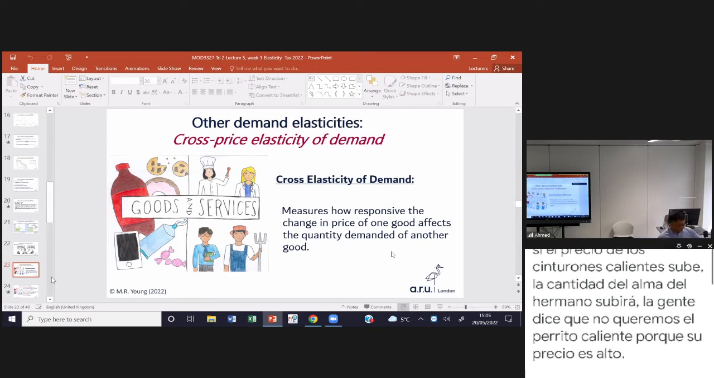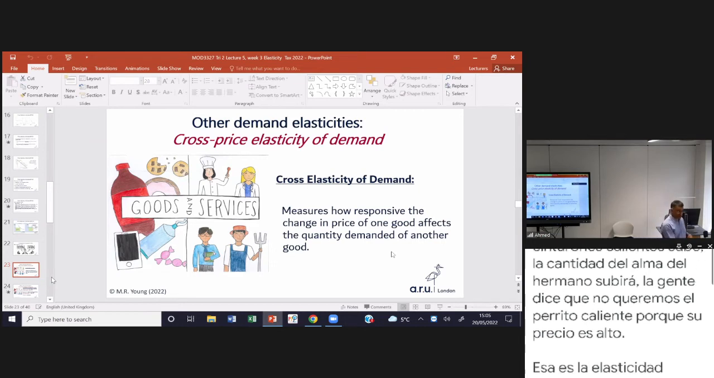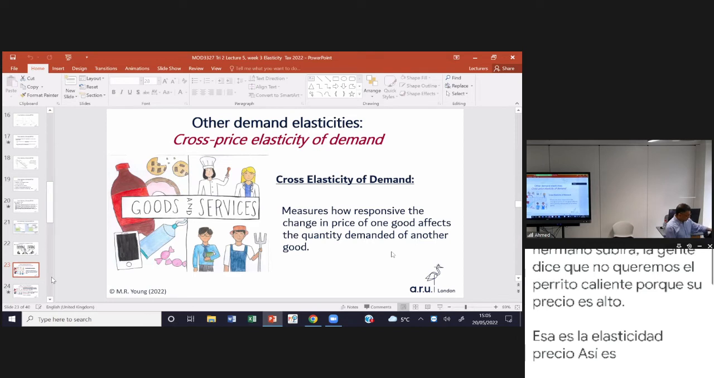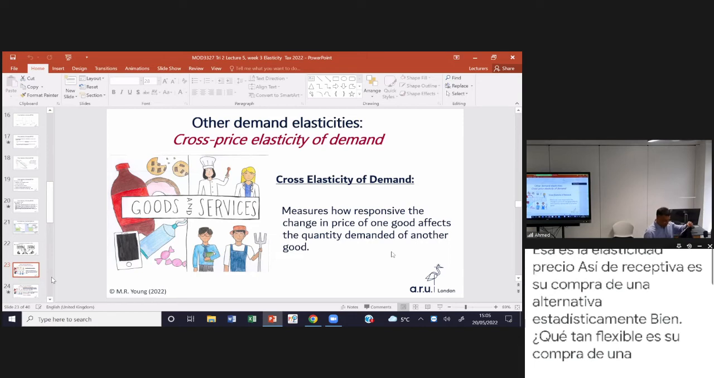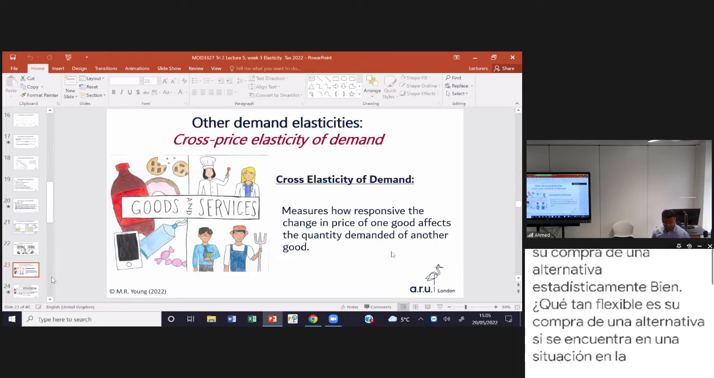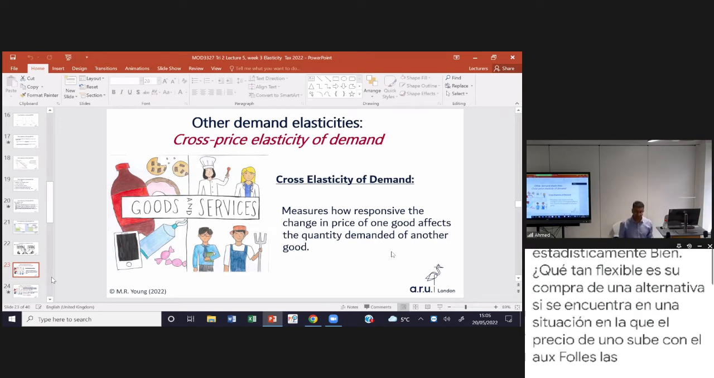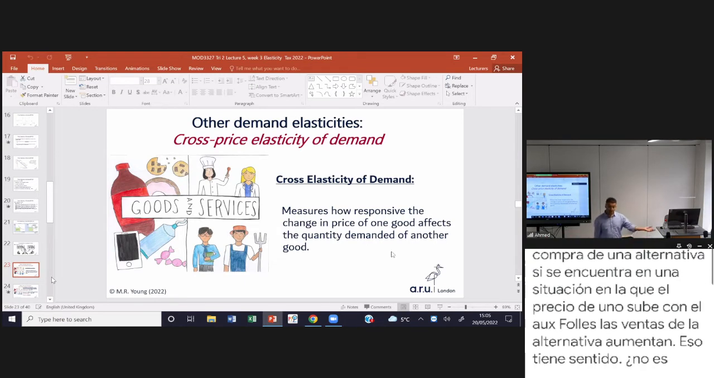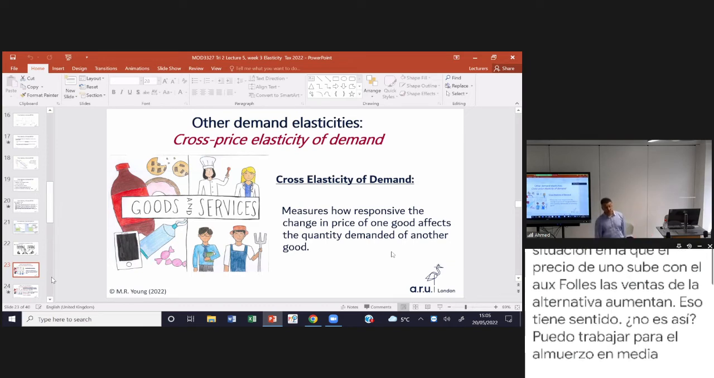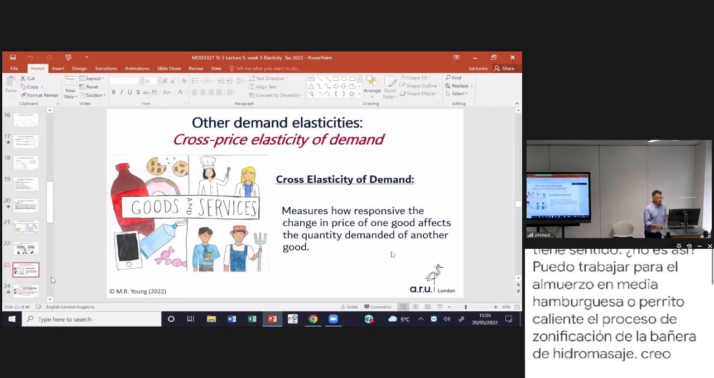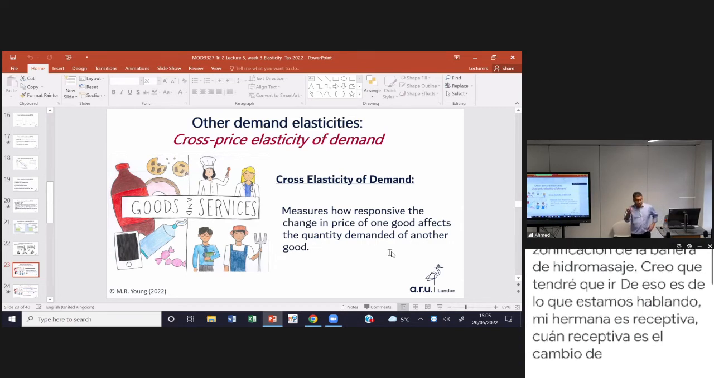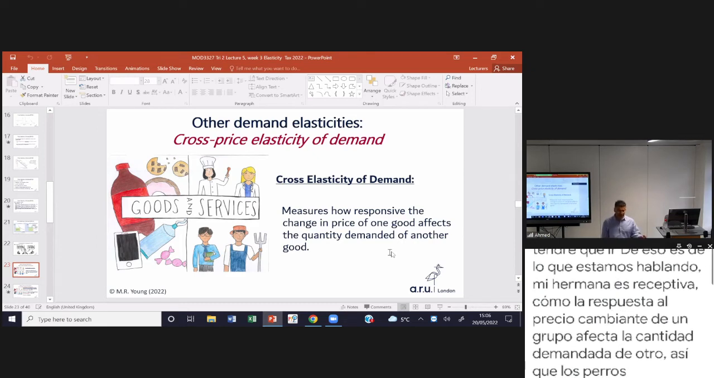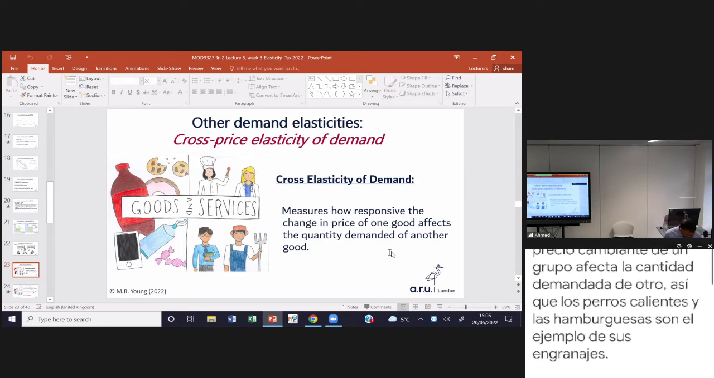So that's cross price elasticity. That is, how responsive is your purchase of an alternative good? How flexible is your purchase of an alternative if the price of one goes up, will the sales of the alternative go up? That makes sense, doesn't it? For lunch, I can have a burger or a hot dog. The hot dog's going up in price, I think I'll have the burger instead. So that's just how responsive the quantity demanded of one good is to the change in price of another. So hot dogs and burgers are the example in your text, which you're going to go home and read.